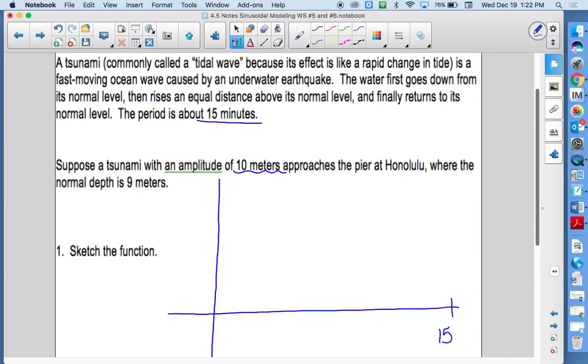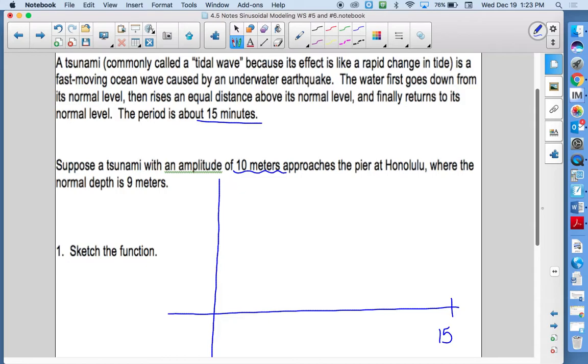So the amplitude of this tsunami is 10 meters, which can you figure that's like 39 feet? I think there's 39 inches per meter, right? Somewhere around there. So it says the normal depth is 9 meters. So the normal depth of the water is 9 meters.